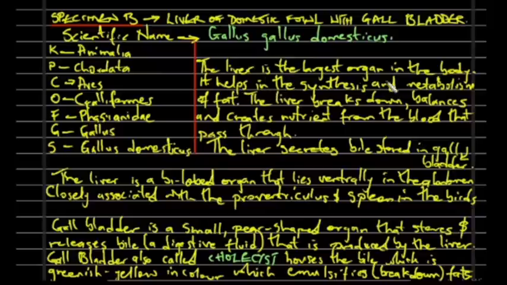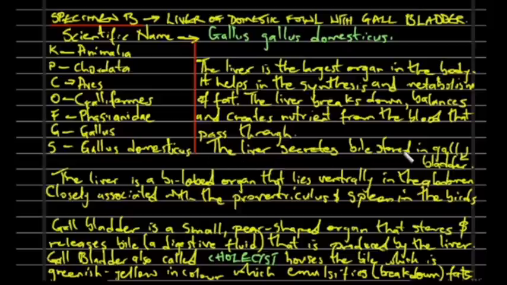The liver happens to be the largest organ in the body. It helps in the synthesis and the metabolism of fat. Now how does it do that? The liver is very responsible for the production of what we refer to as bile, and this bile is responsible for breaking down fat. That is why we say that it is responsible for the metabolism of fat. So the liver breaks down, balances and creates nutrients from the blood that passes through it.